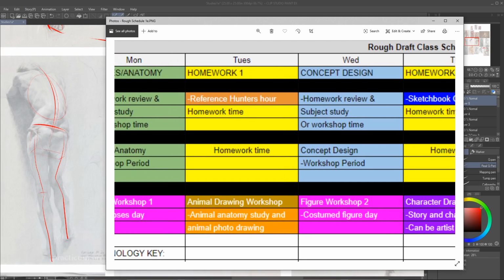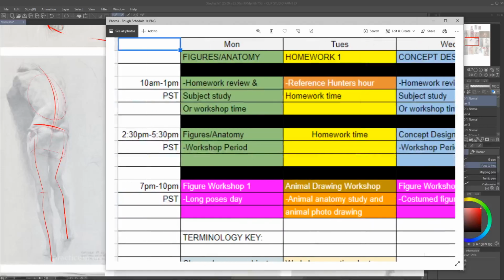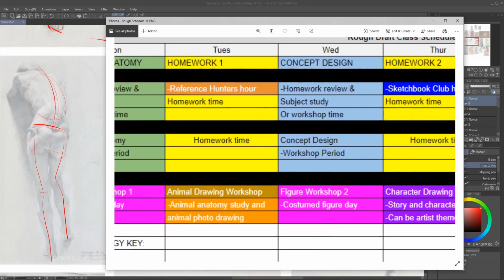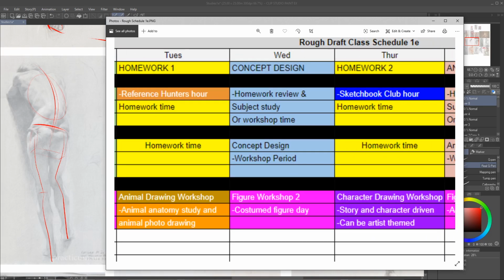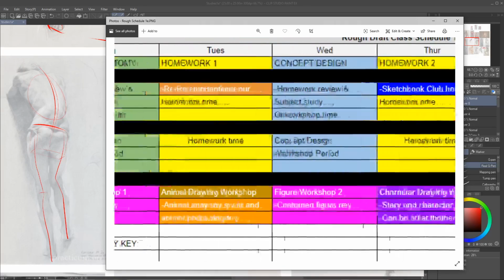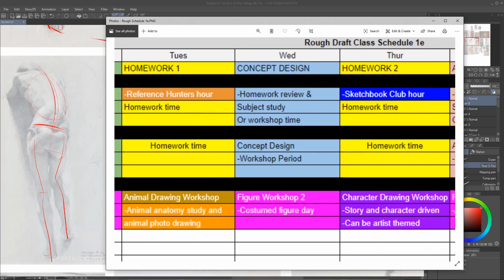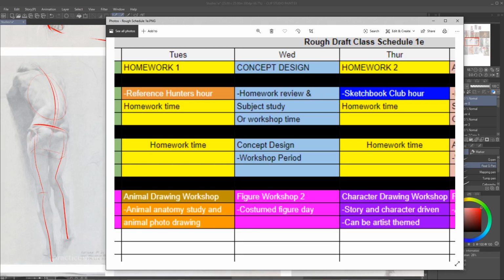But anyway, this is what I'm doing a trial run of this week. So Monday figures. Tuesday is homework day. There are two clubs meeting on Tuesday and Thursday. The clubs meet for about an hour at 10 a.m., but they're kind of parasocial. We will set up a Discord text channel for them.